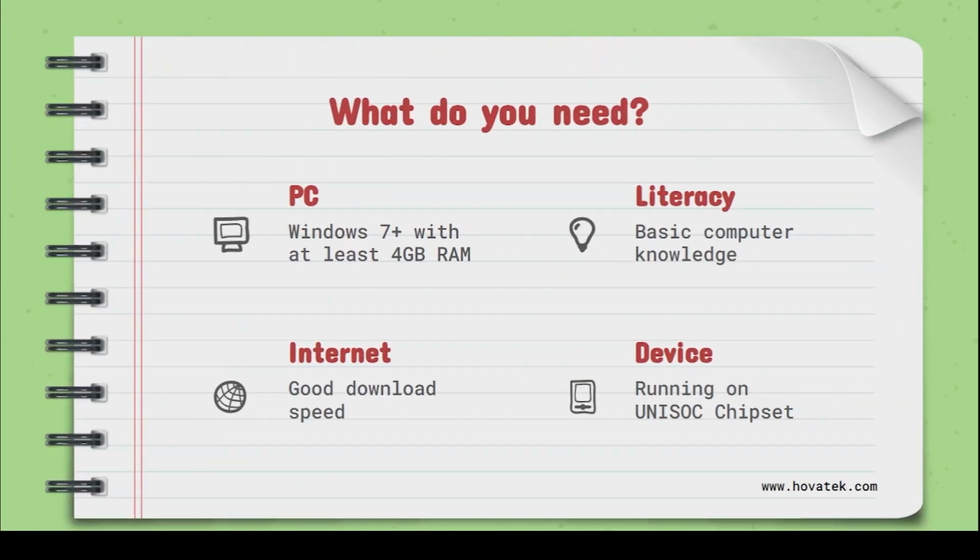So what do you need for this course? Of course, you need a PC, maybe Windows 7 plus with at least 4 GB of RAM. If you can get higher than this, that would be great, but this is the minimum that would work for you. You need a good internet connection. You need basic computer knowledge, just how to install applications, launch, close, create files, basic internet, basic computer literacy, nothing special. And of course, you need a device running on a Unisoc chipset.